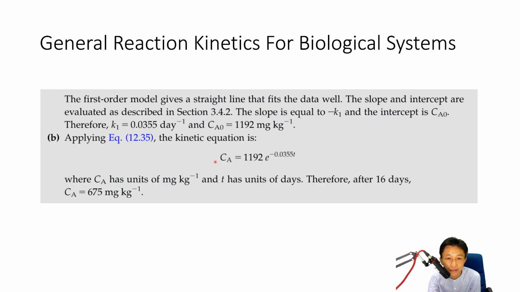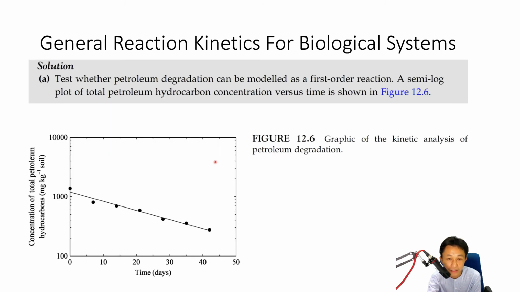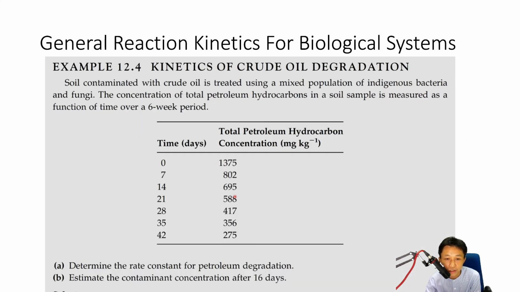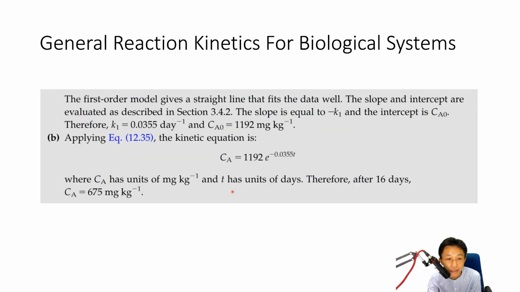And we plug in, and you can see your concentration is, as I estimated before, it should be over this number but lower than this one. The number is 675 milligram per kilogram. Okay, which makes sense for this one.